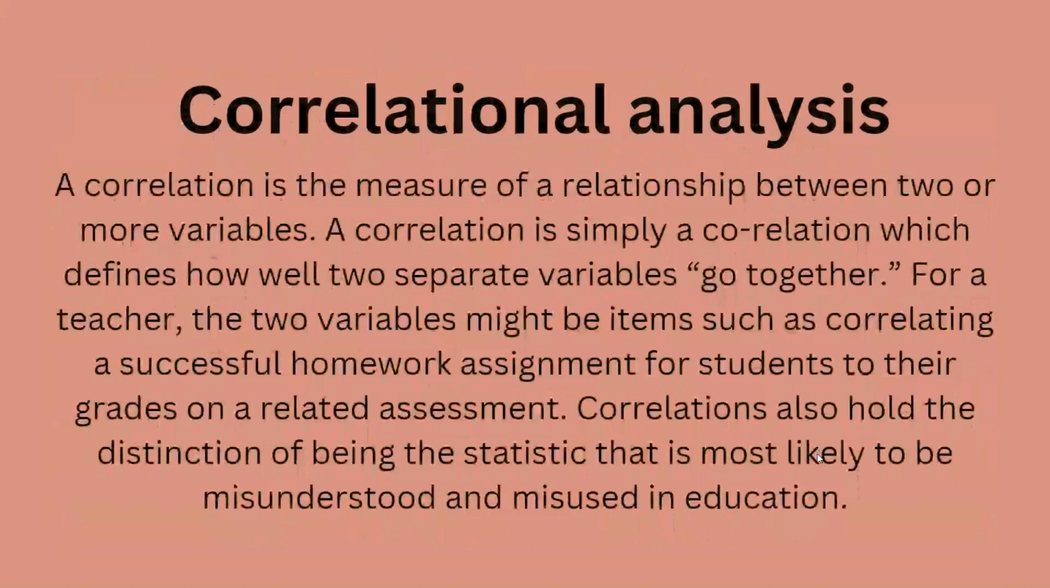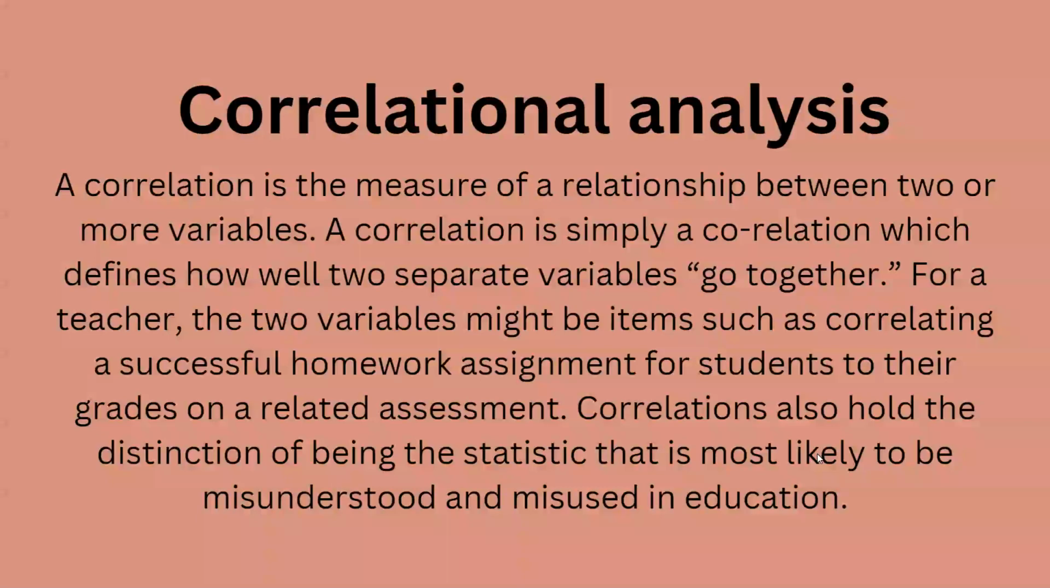A correlation is the measure of a relationship between two or more variables. A correlation is simply defined as how well two separate variables go together. For a teacher, the two variables might be items such as correlating a successful homework assignment for students to their grades on a related assignment.